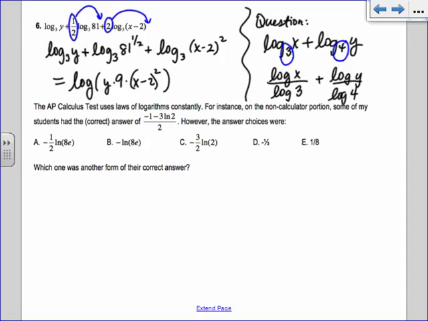Yeah? On the last one, does the answer have log base 3? Yes, it does. Thank you. Darn. All right, so next up.